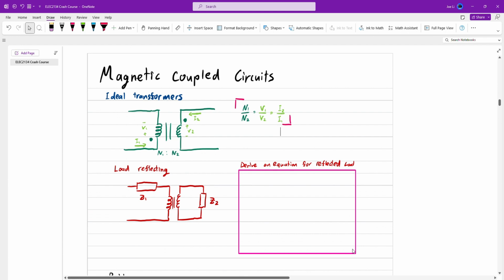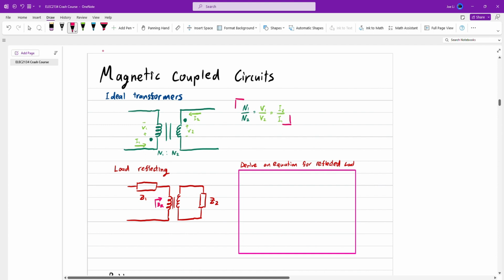Now, we can derive a load impedance over here. So let's look at this. This part is called the reflected load, ZR. What is ZR in terms of Z2?